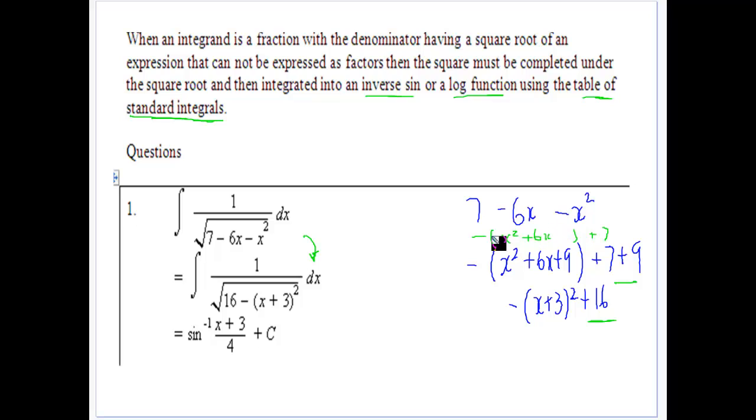I've just rearranged it, because I'd rather work with a positive x there. But there's the minus x plus 3 all squared plus a 16. So that's how we can write it, which is in the form that we need for the inverse sine function. That's how that one gets manipulated.